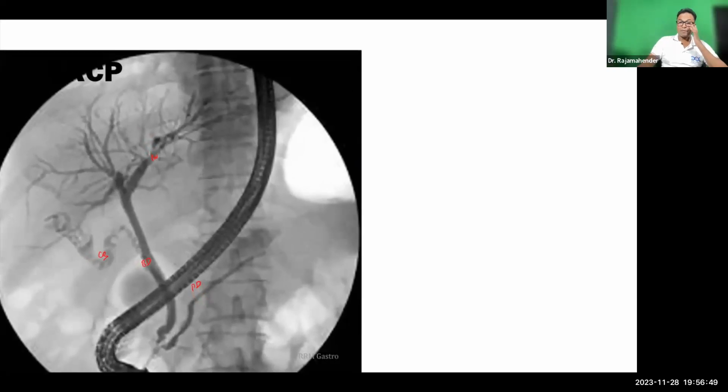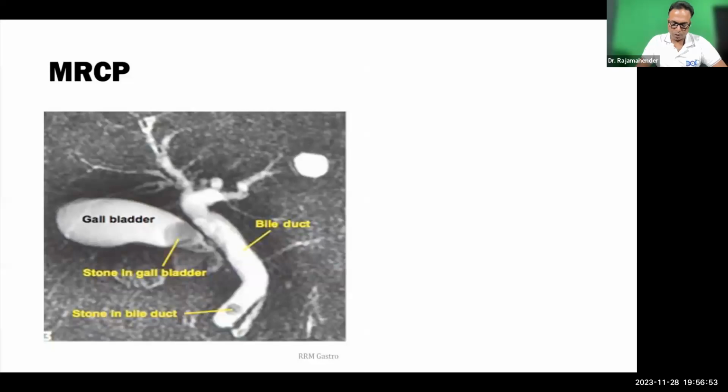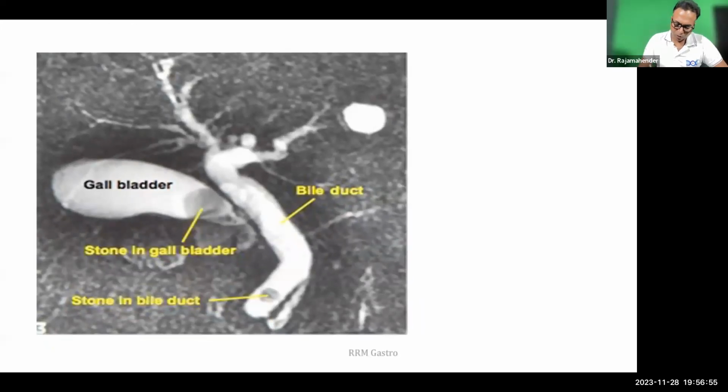So any patient coming to you with obstructive jaundice due to stone, we have to go for ERCP and remove the stone. This is an MRCP showing you stone in the bile duct and stone in the gallbladder. You can see the classical MRCP finding.